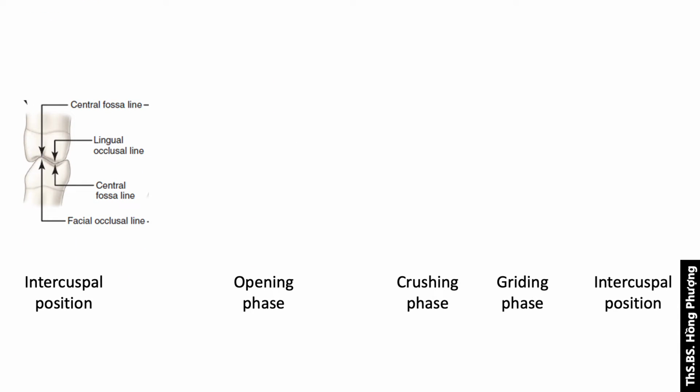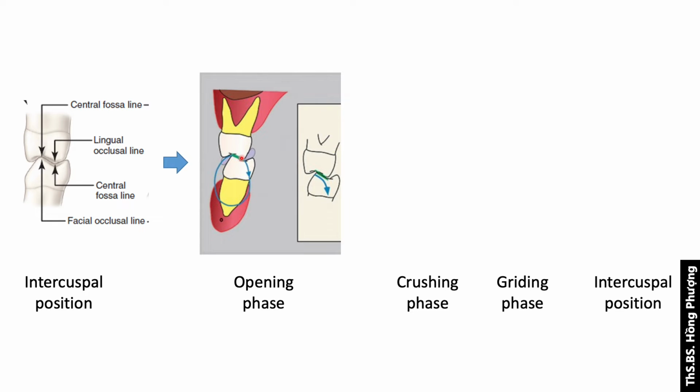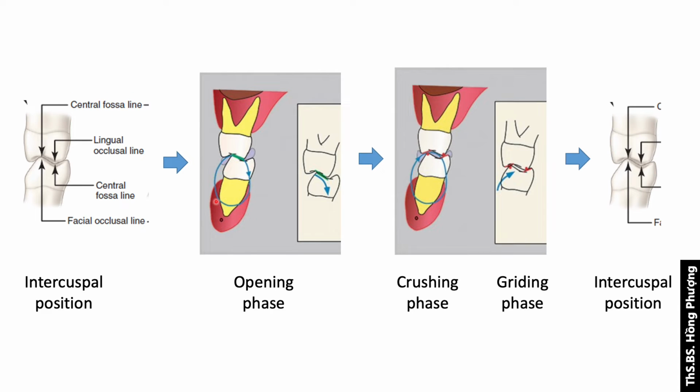Now, again to more details. This is intercuspal position. On the opening phase, the jaw opens about 16 to 18 mm from the intercuspal position. Then it moves laterally toward the chewing side, about 5 to 6 mm. After that, the jaw closes. The lateral displacement decreases as the teeth approach each other.